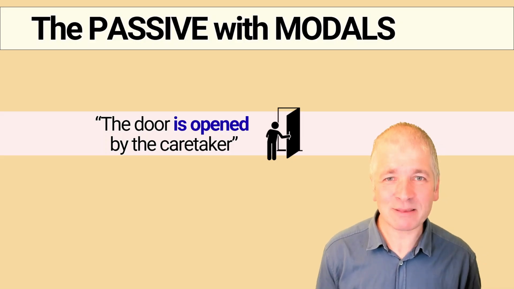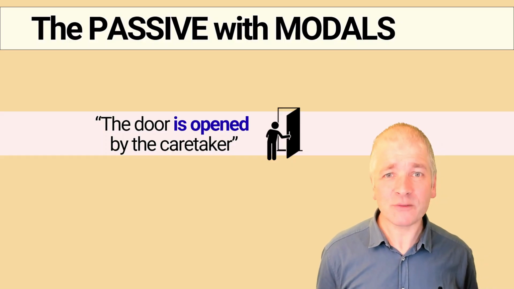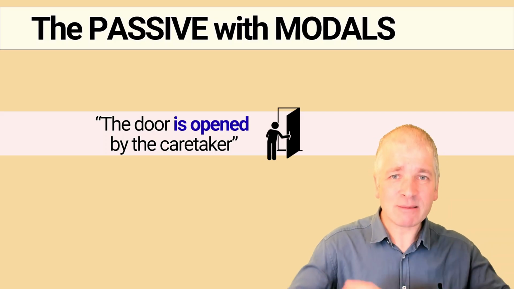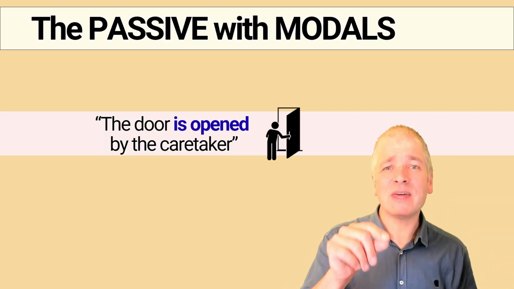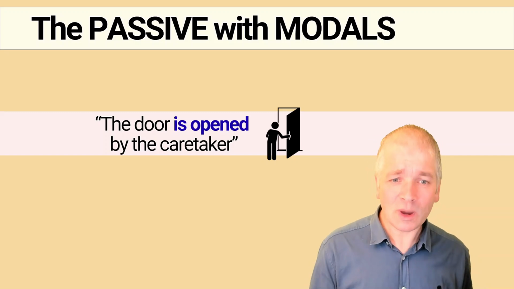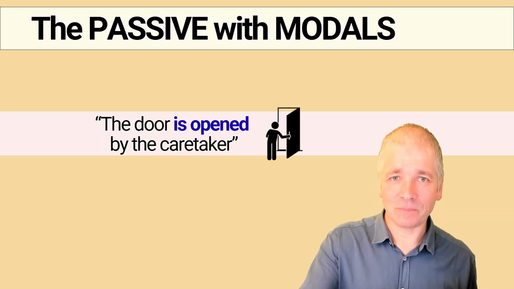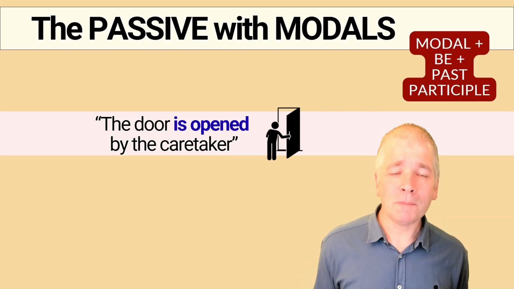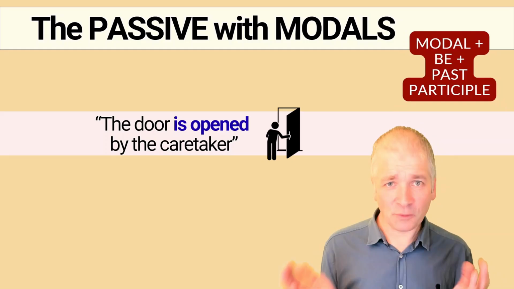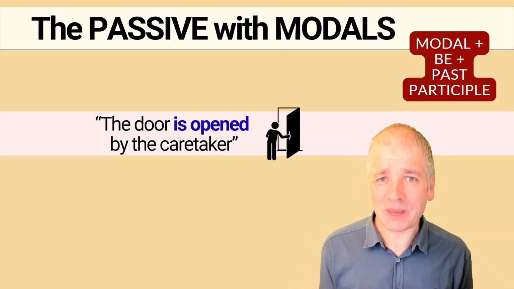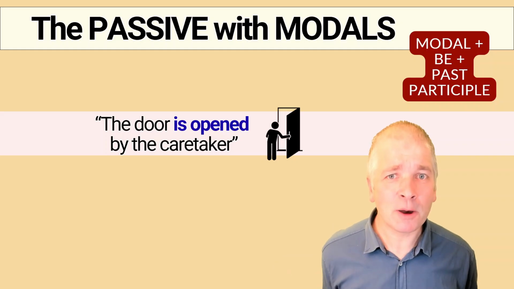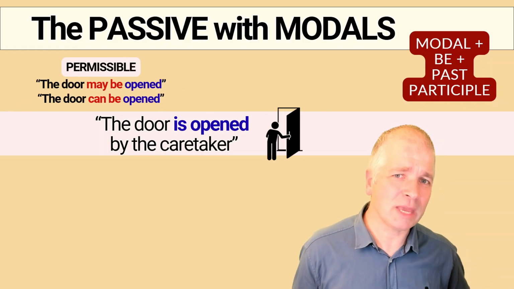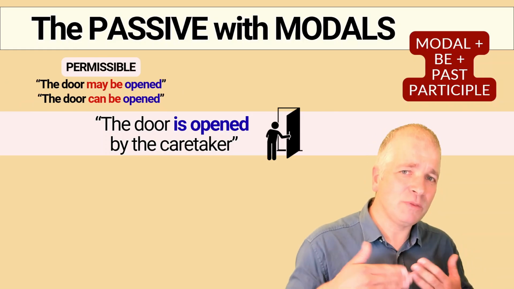Let's get back to the passive. And if you want to use the passive at a C1 level of English, you need to be able to use it with modals. Let's take a typical passive sentence and then add modals on. The door is opened by the caretaker. If we want to add a modal here, then we simply put the modal before the verb to be. The verb to be then stays the verb to be, it will never change, and then we have the past participle as usual.